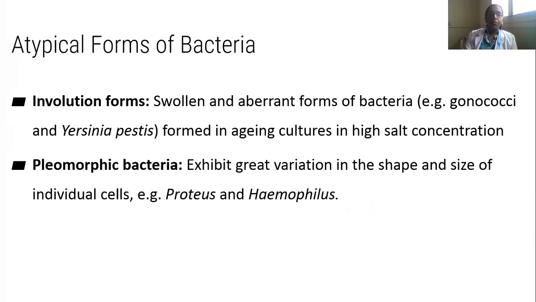So there are atypical forms of bacteria, that is swollen and aberrant forms of bacteria, which are seen in aging cultures, that is in case of high salt concentration, and pleomorphic bacteria which exhibit great variation in shape and size, like Proteus and Haemophilus.